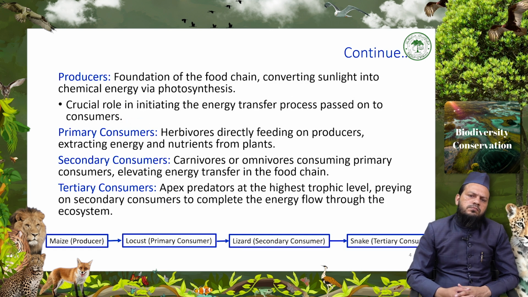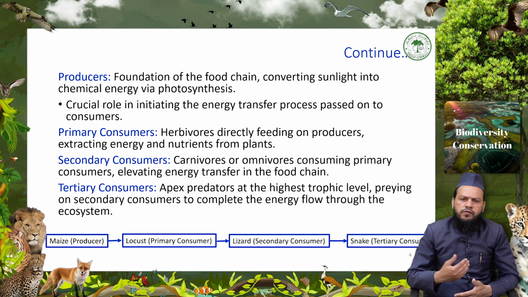The food chain, a dynamic process of energy transfer in ecosystems, unfolds through distinct trophic levels, each with its unique role. At the foundation are the producers, essential in kick-starting this journey by converting sunlight into chemical energy through photosynthesis. This synthesized energy is then seamlessly passed on to primary consumers, predominantly herbivores, which directly feed on the producers, extracting vital nutrients.